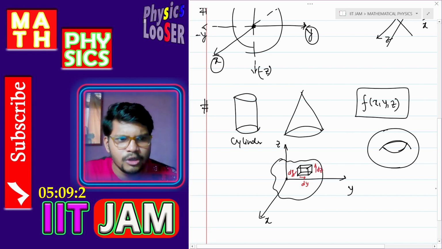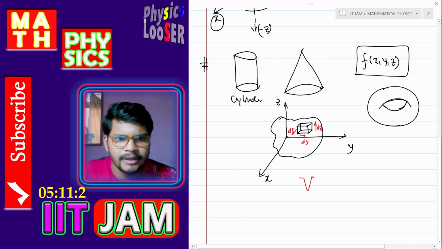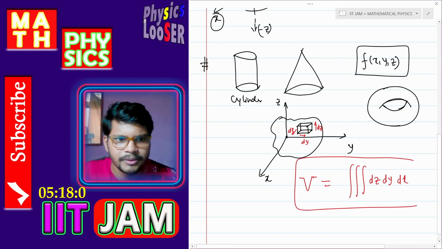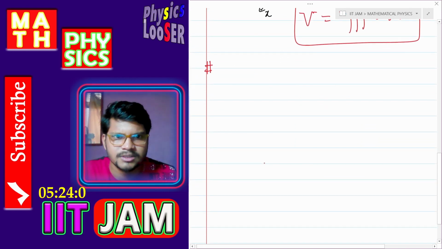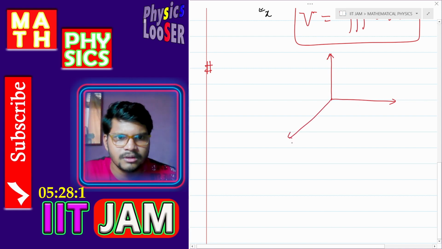Okay, so the volume can be found just by taking the integral in terms of dz, dy, and dx. So this is the way we can do it. Whenever we try to find the triple integration of any particular function, first I'm going to make a region where this is x, y, and z.